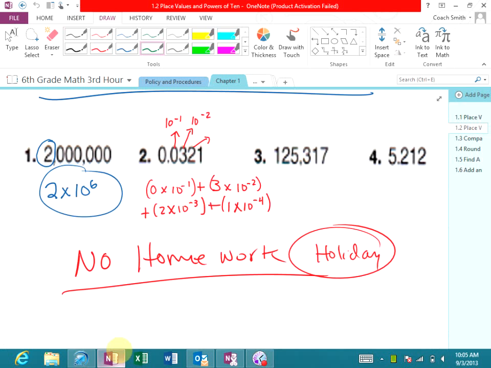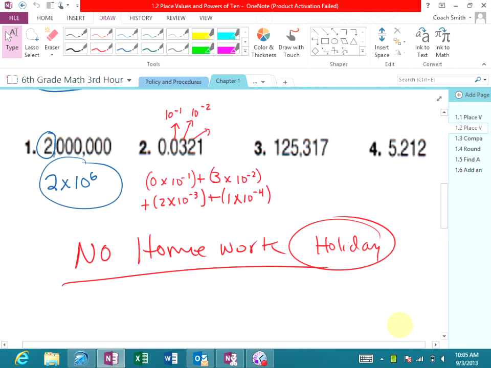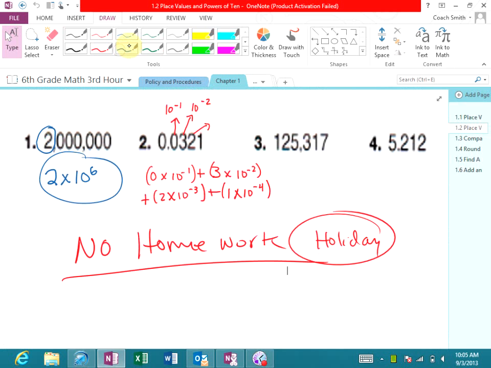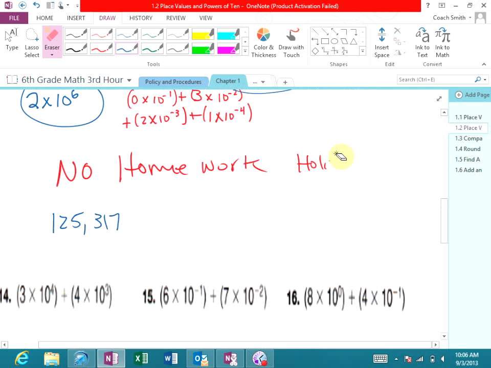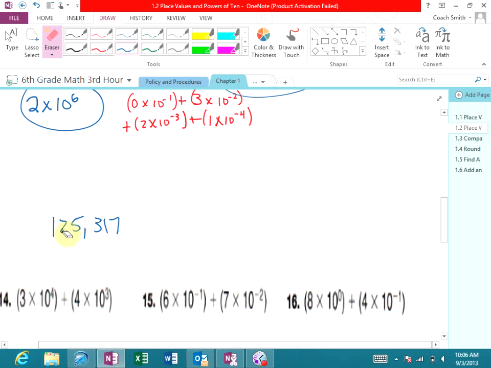All right, finishing up 1.2. It looks like, from where we left off the other day, that we are basically on number 3 here. 125,317. As we stated the other day, I'm going to write it down here so I've got a little bit more room to mess with it. I'm going to erase this no homework stuff so I do not take up all my room here.